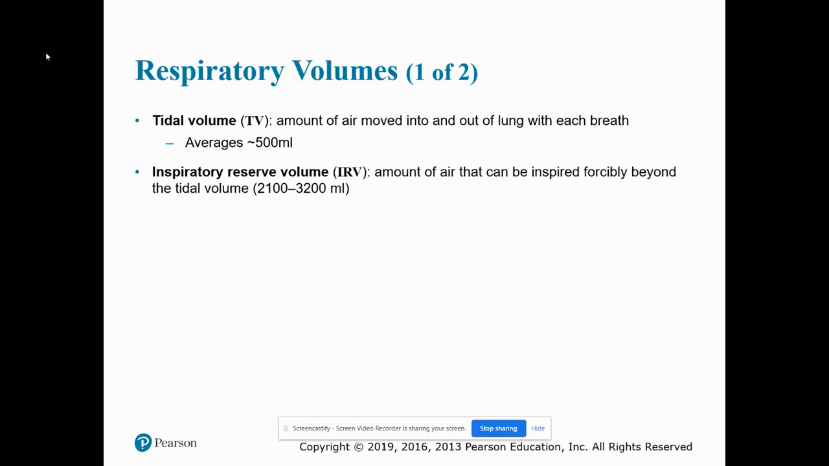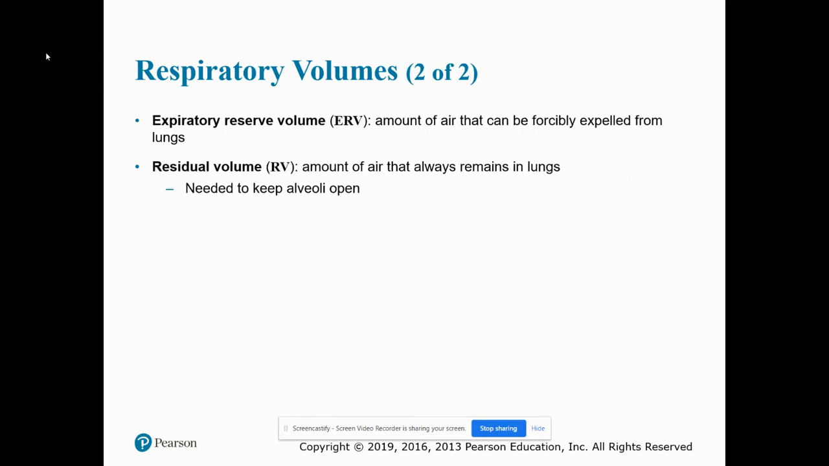So, respiratory volumes. We have a couple of pages on this, and the first one is tidal volume, which I just mentioned on the last slide. This is the amount of air that's moved into and out of the lung with each breath. It's about 500 mils. Then we have inspiratory reserve volume, the amount of air that can be inspired forcefully beyond the tidal volume. Expiratory reserve volume is the amount of air that can be forcefully expelled from the lungs, and residual volume is the amount of air that remains in the lungs that's needed to keep the alveoli open.